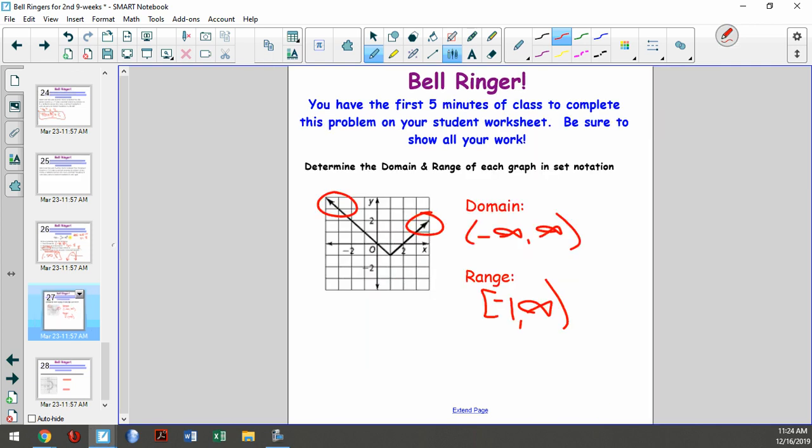Now, on the test, you may see something that looks like this. Negative infinity is less than or equal to x, which is less than or equal to infinity. Do we understand that's just another notation? This right here, you may say that y is going to be greater than or equal to -1. Or you may see -1 is less than or equal to y, which is less than or equal to infinity.